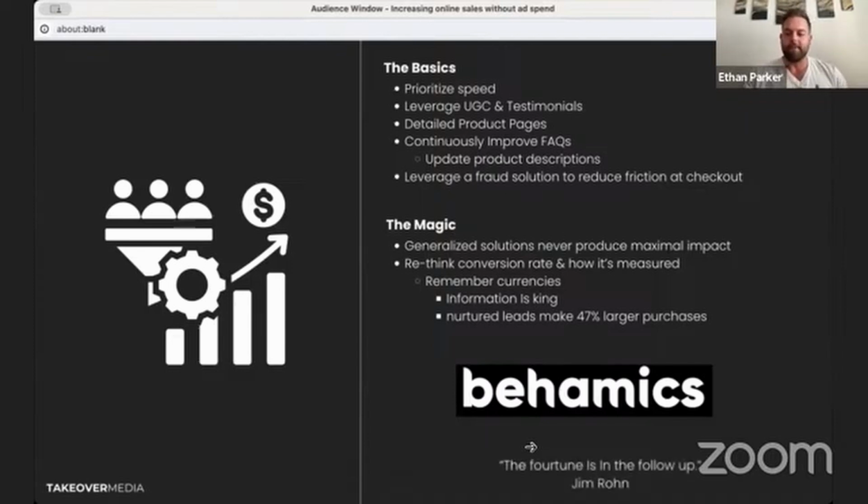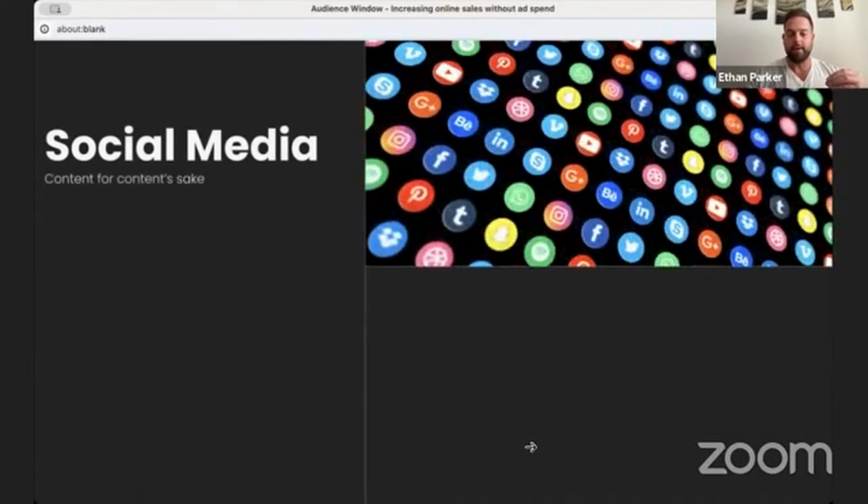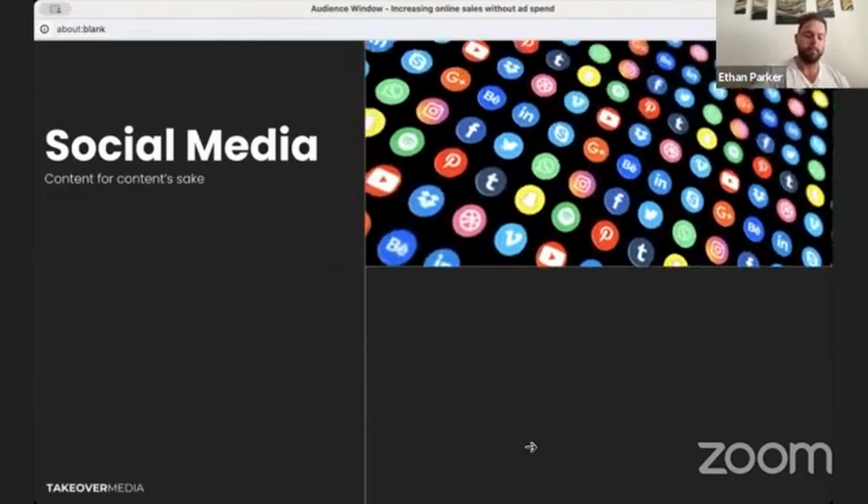And I already said this quote to you guys earlier. I forgot to put it on this slide. Anyway, that's how we want to think about CRO. So, oh, sorry. I think I skipped a slide.